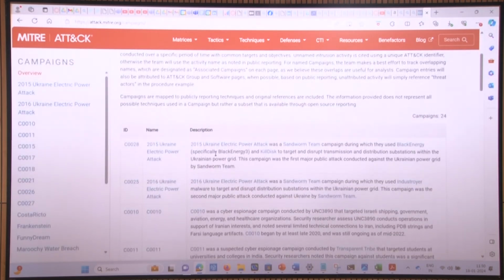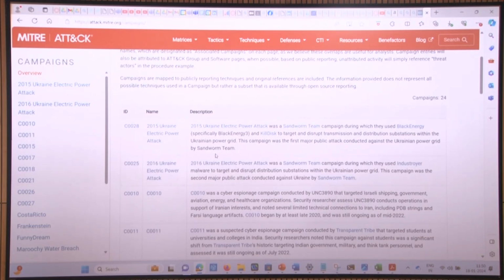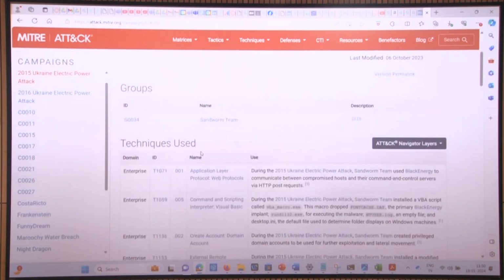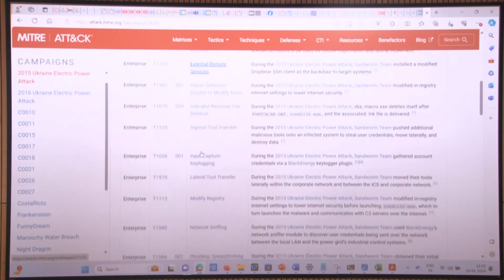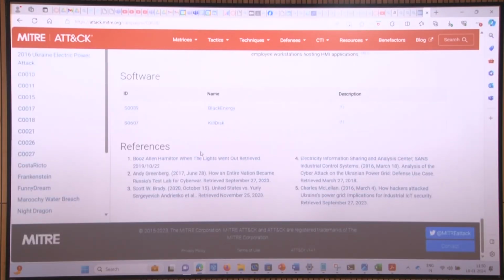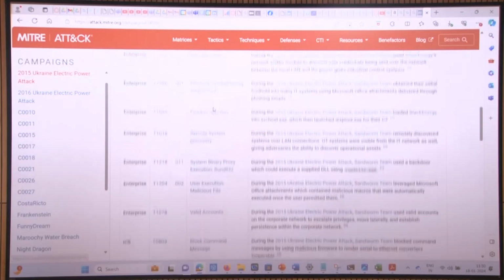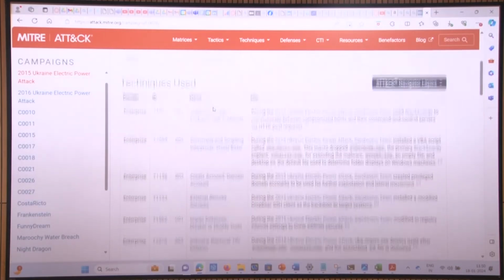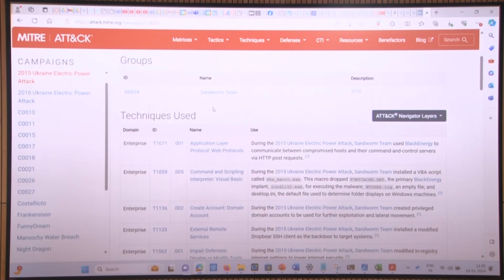Then there are campaigns, which are basically what the APT groups carry out. So if you want to know about the 2015 electric power attack, you can go here and see what techniques were used, and from that you can figure out what tactics were used. You see that these are some of the software that were used for this Ukraine electric power grid attack, and there are so many techniques that were used. So we'll stop here.